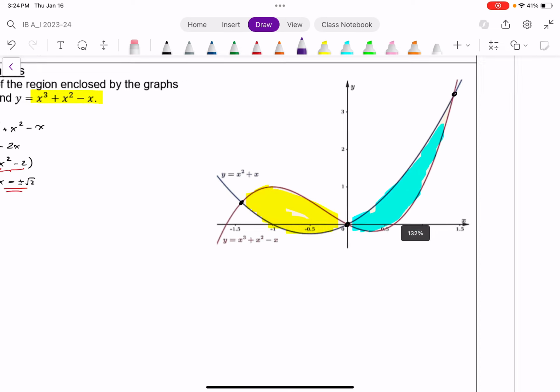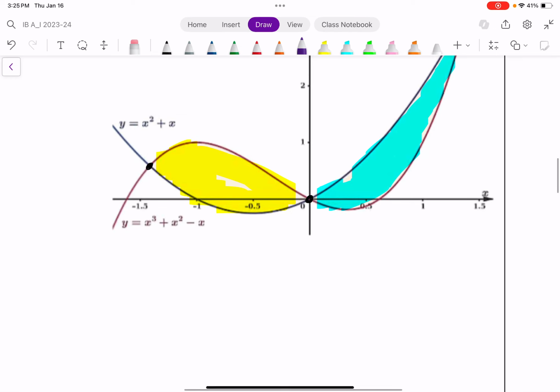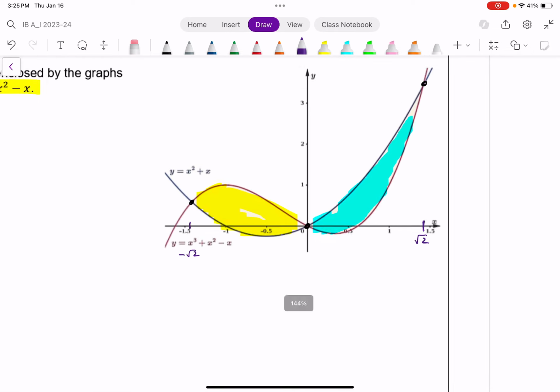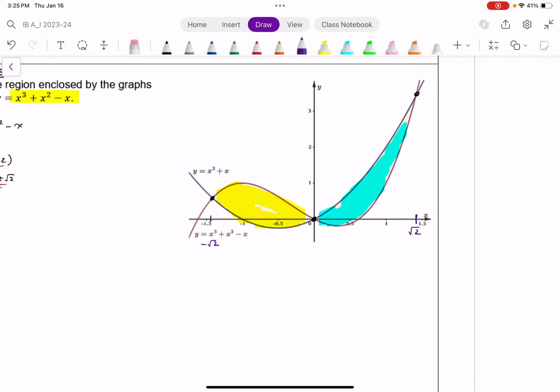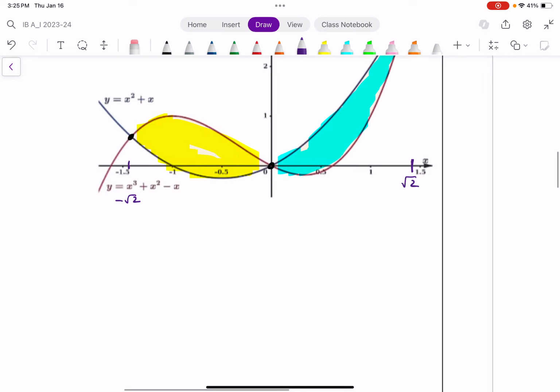So I'm going to label these on my graph. The 0 I knew already. This one is at negative root 2. This one up here is at positive root 2. All right, so how can I now find the area, now that I have the intersection points? Well, the part that I've highlighted in yellow, notice this is where my cubic function is above my quadratic function. That means in this region here, my cubic function is greater than my quadratic function.